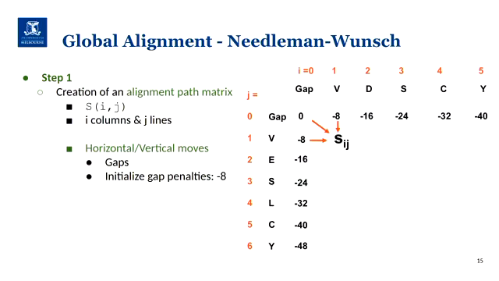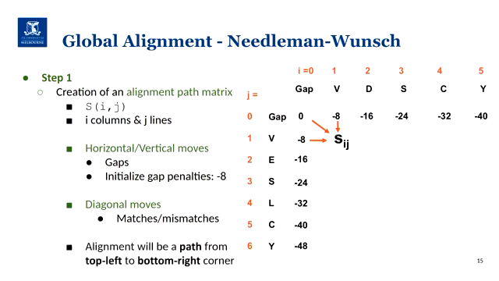Okay? And we can have diagonal moves. Diagonal moves will mean either a match or a mismatch. And the final alignment would be a path from the top left corner to the bottom right corner. And on the bottom right corner, we'll have the optimal score of this alignment. Okay? And what we do, we start populating this.